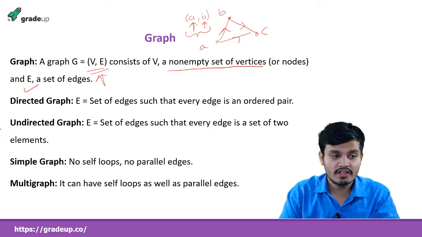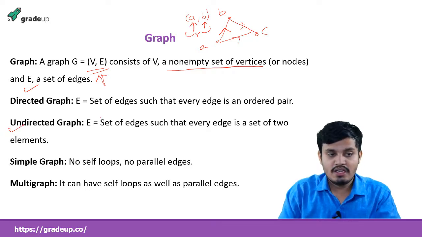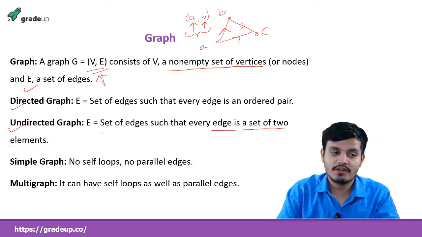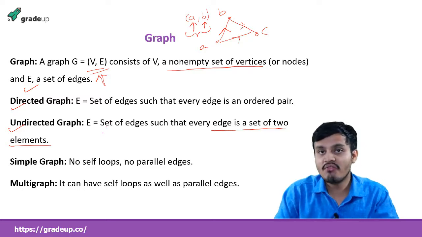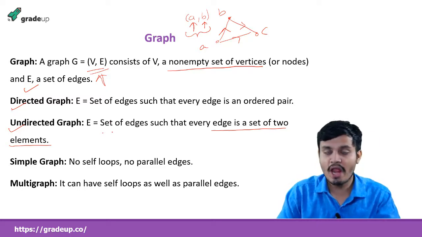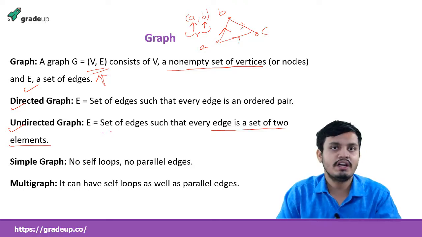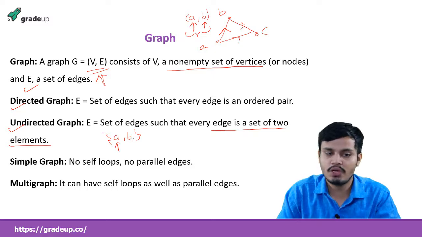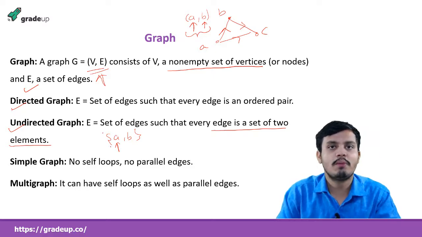And what is an undirected graph? V is the set of vertices, but E is different from the directed graph. In undirected graphs, E is a set of edges such that every edge is a set of two elements. So in a set, we have also read that order does not matter. If I am writing A comma B, it doesn't matter. It is not saying that it is starting from A and ending at B. No, in a set the order of elements does not matter.